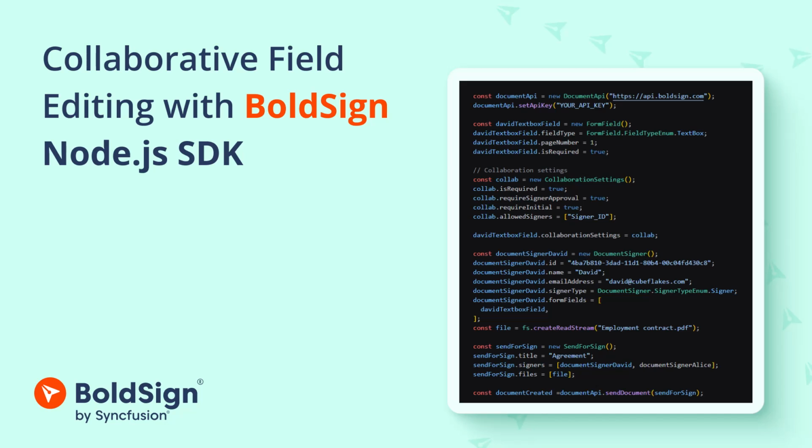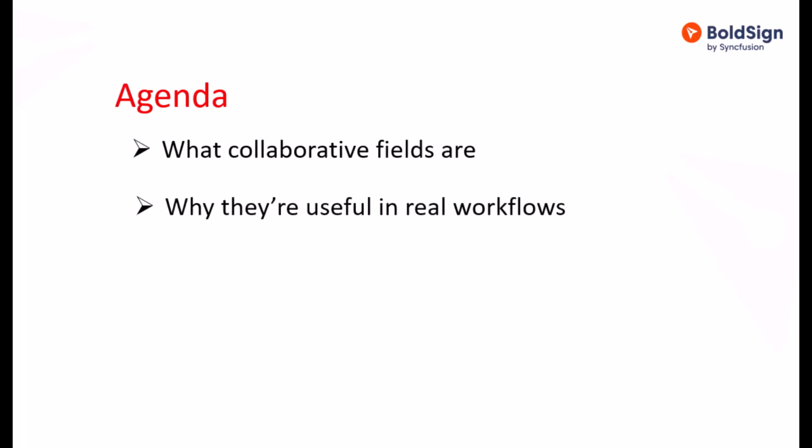In this video, I'll show you how to implement collaborative field editing using the BoldSign Node.js SDK. By the end of this video, you'll learn what collaborative fields are, why they're useful in real-world workflows, and how to configure them using the API. Supported field types include text box, checkbox, radio button, drop-down, and editable date.